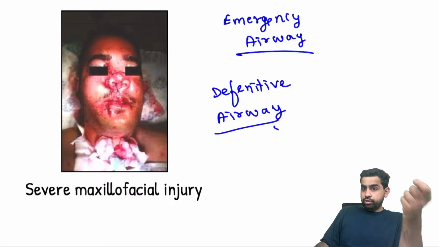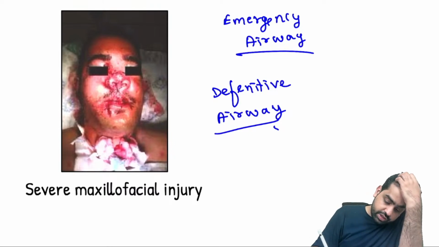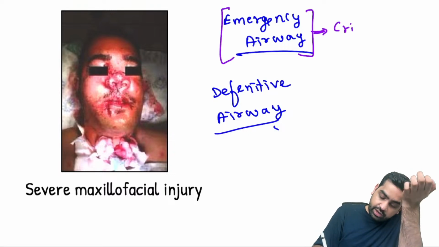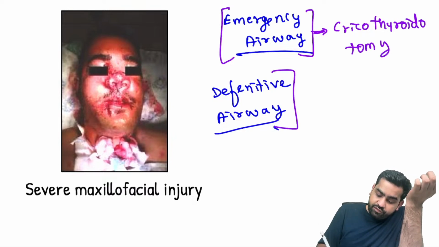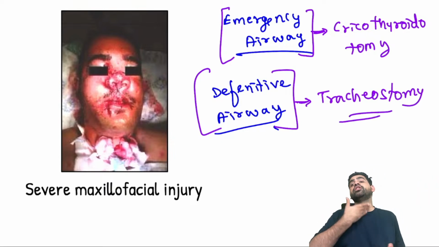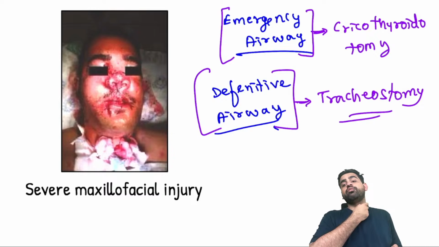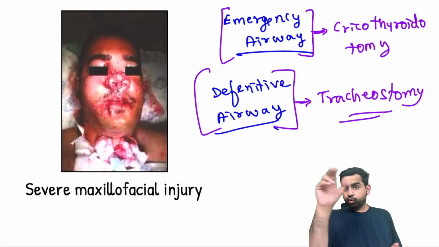Now, what is an emergency airway and what is a definitive airway? Please try to understand, in patients with severe maxillofacial injury, the emergency airway is cricothyroidotomy. And the definitive airway is the tracheostomy. These are the important MCQs which they ask you. In cricothyroidotomy, there is a cricothyroid membrane. You can put a needle over here and reach into the trachea, and then you can establish the airway.